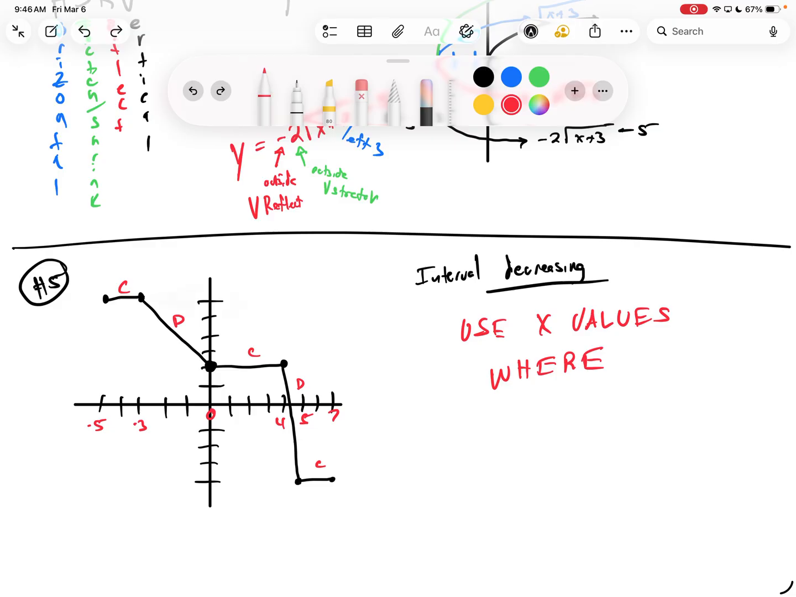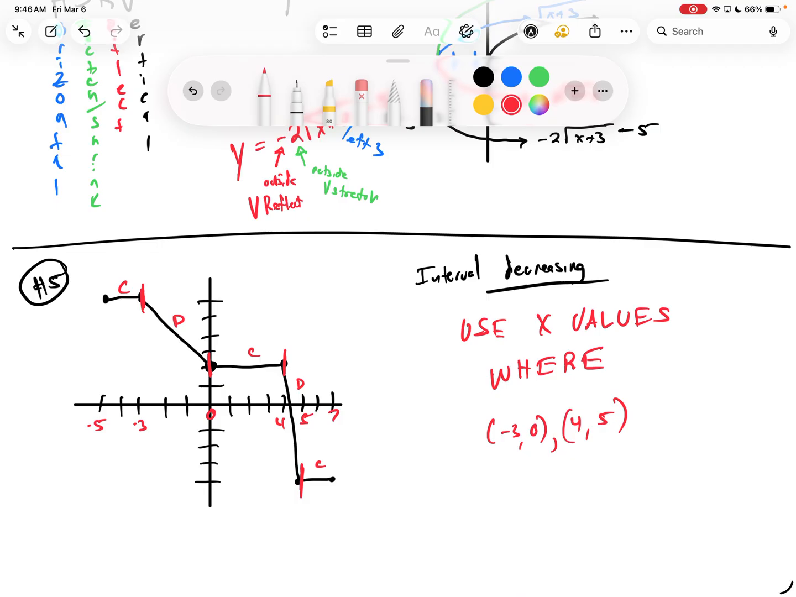So this graph is going down from -3 to 0. And then it's also going down from 4 to 5. And you always use parentheses with these, because it is interval notation, and if you put a bracket, that means you're like stopping there. We're not stopping there, we're just looking at it.